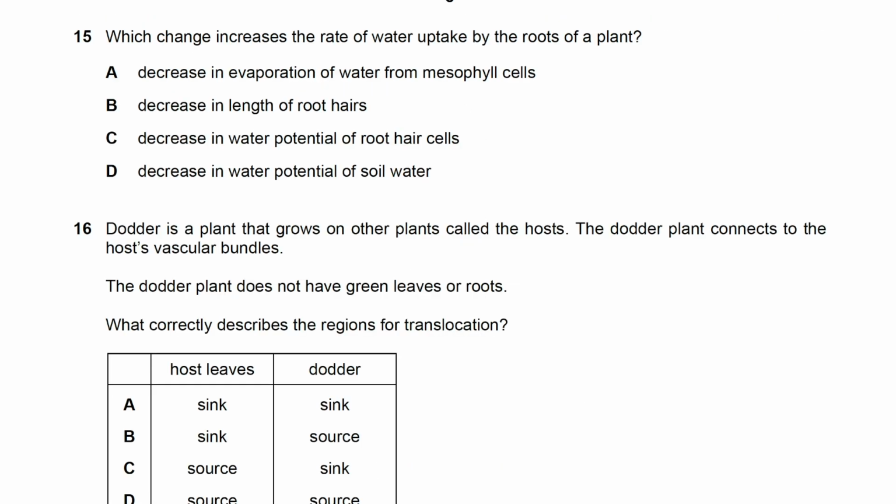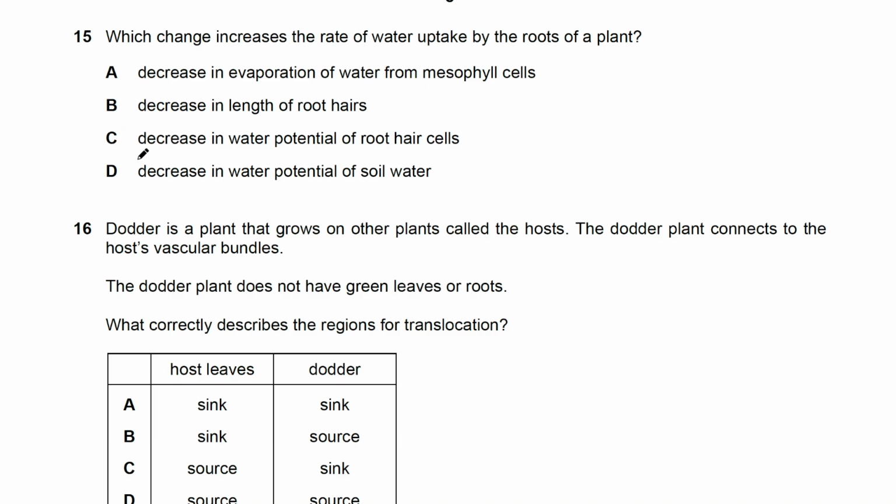Okay, let's do question number 15. Which change increases the rate of water uptake by the roots of a plant? A, decrease in evaporation of water from mesophyll cells. What's the relation between the evaporation and the root? So it's not A. B, decrease in length of root hairs, also no relation. We have short root hairs, we have long root hairs, but the mechanism of osmosis stays the same.